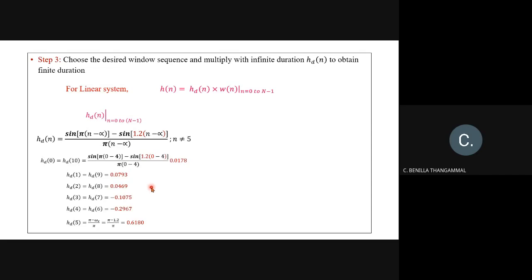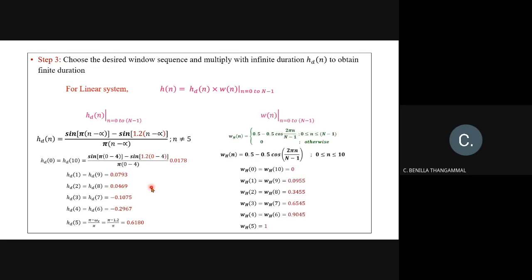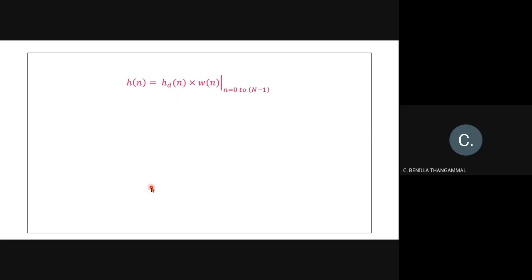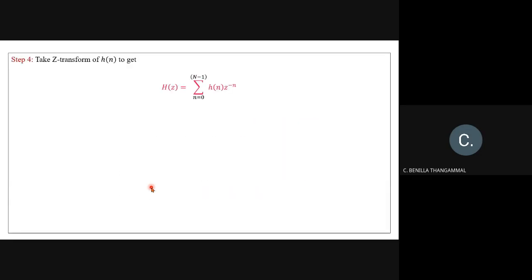Similarly, find your W of n. Here the window technique, they ask you to use this Hanning window. By substituting your values, you can find the value. So h of 0 to h of 10 can be calculated by multiplying Hd of n with your W of n. Step 4 is to get your transfer function H of z.